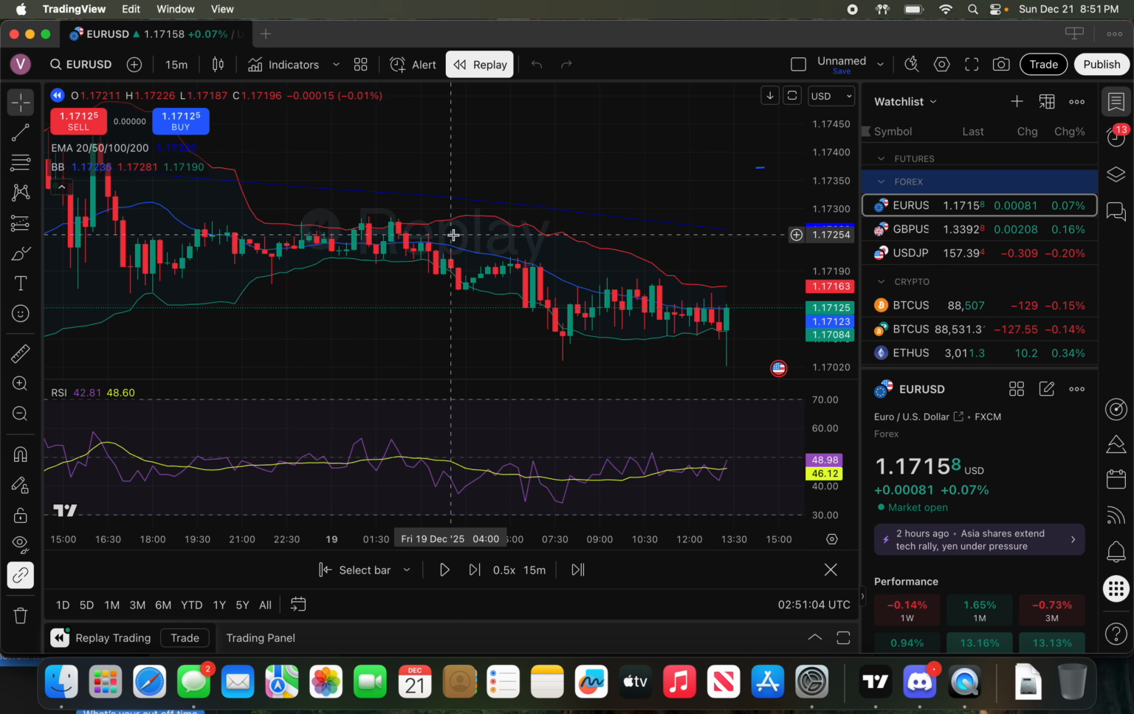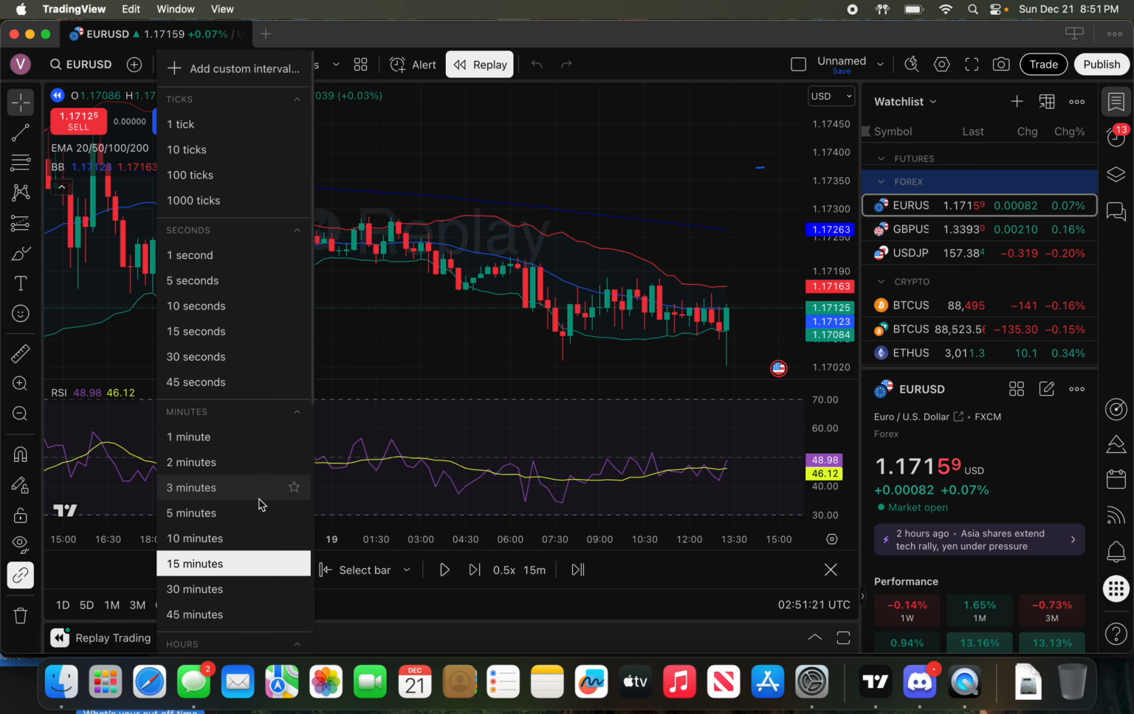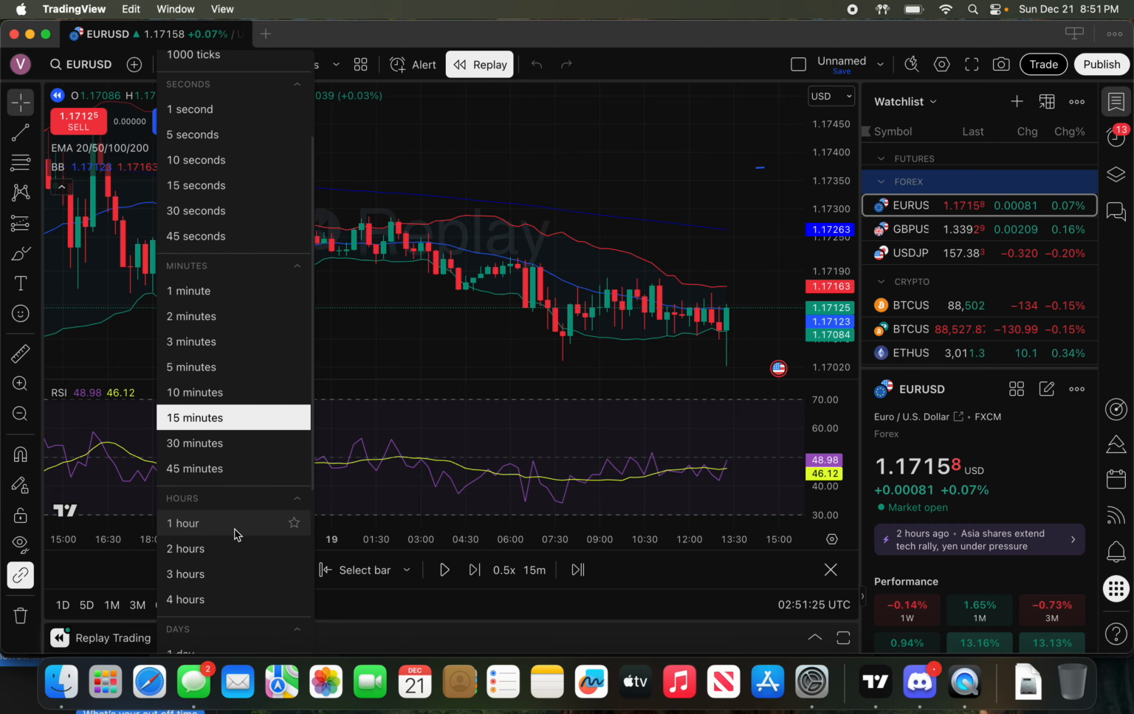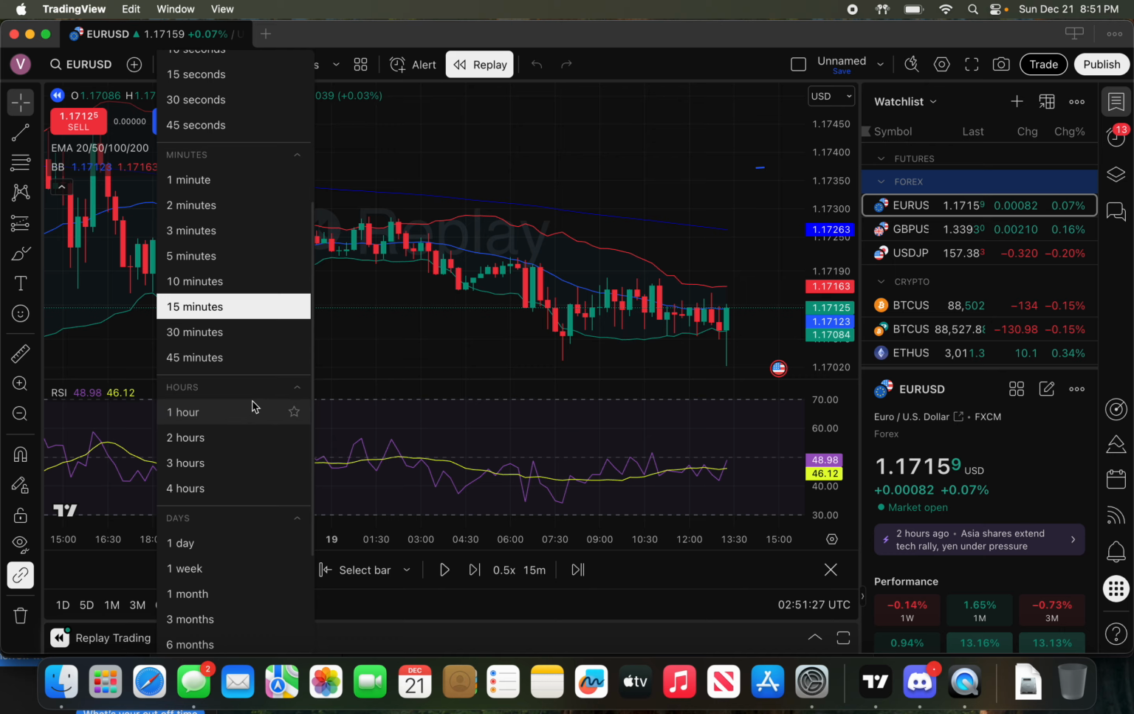So this is the day trading strategy, utilizing the 200 EMA line, Bollinger Bands, and the relative strength index, or the RSI. The time frames we're going to be utilizing are the 1 minute, the 15 minute, the 1 hour, and also the daily.